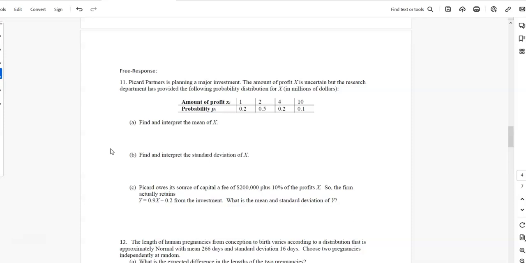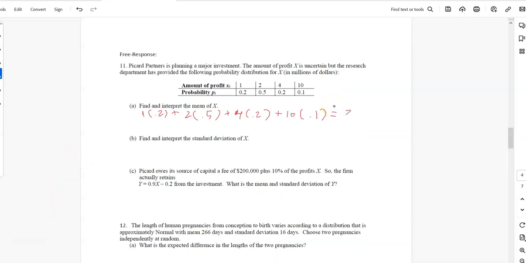So you use that formula where you do the amount times the probability. So 1 times 0.2 plus 2 times 0.5 plus 4 times 0.2 plus 10 times 0.1. So this is equal to exactly 3. So if this kind of investment was made many, many times, the average profit would be, and then you have to look, 3 is measured in $1 million. So the average profit would be about $3 million on average.